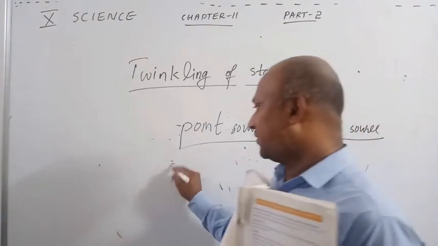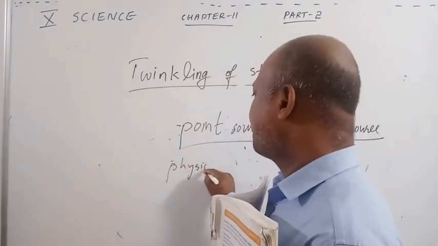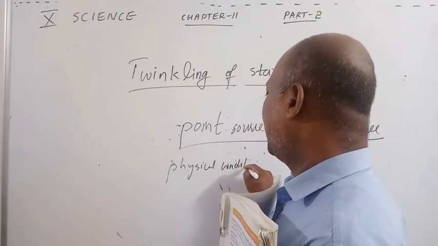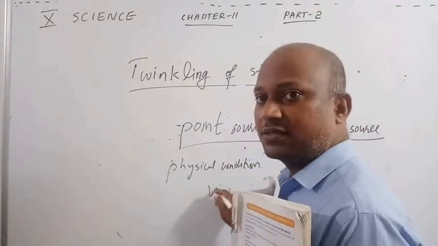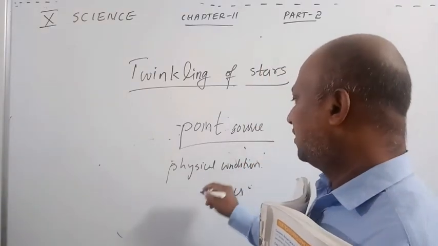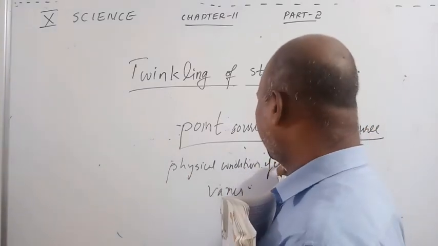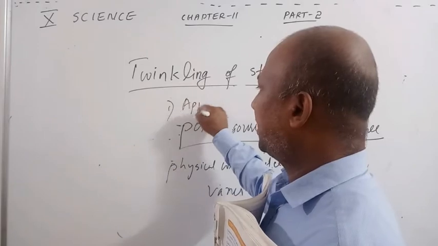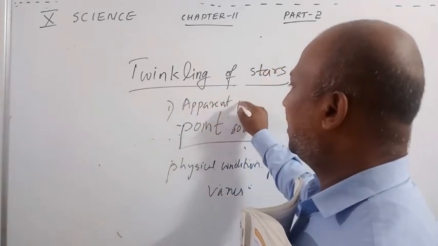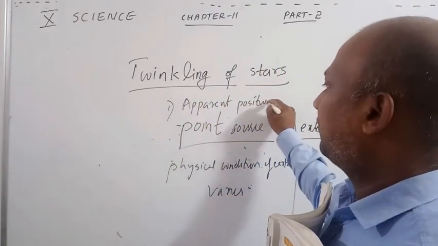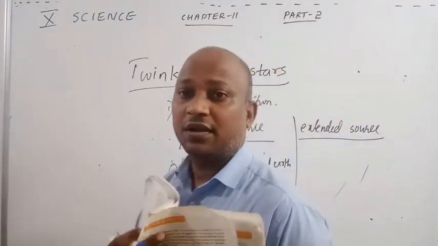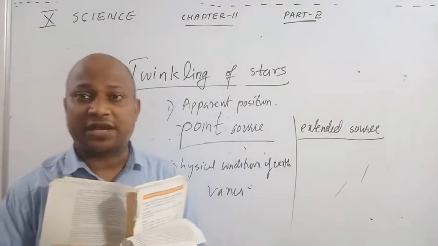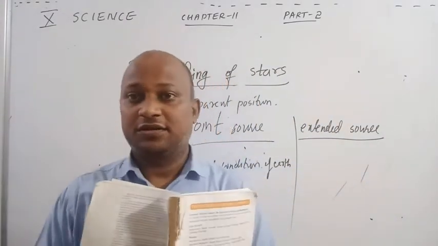And the other is that the physical condition of the Earth's atmosphere varies. Physical condition of the Earth, that is another reason. And then apparent position is another reason. The apparent position of the star fluctuates, and the apparent position is different from the actual position due to refraction.